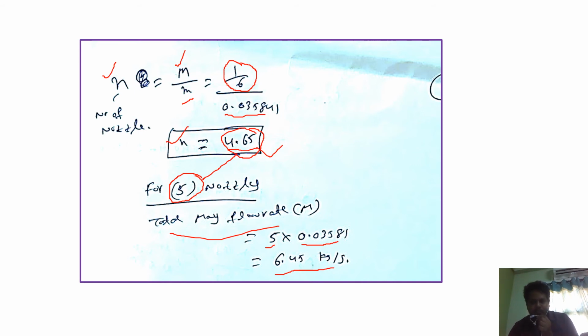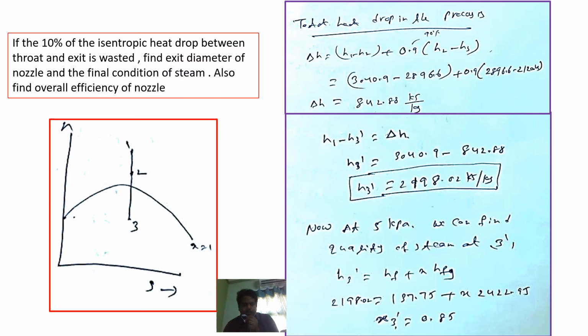Now let us see question B. Here, 10% of the isentropic heat drop between throat and exit is wasted. Between throat and exit, which means here the throat is at point 2 and the exit at point 3. So between 2 and 3, the heat drop is 10%.